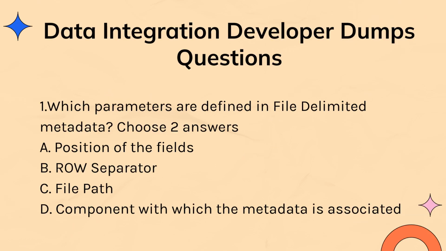1. Which parameters are defined in file delimited metadata? Choose 2 answers. A. Position of the fields. B. Row separator. C. File path. D. Component with which the metadata is associated.